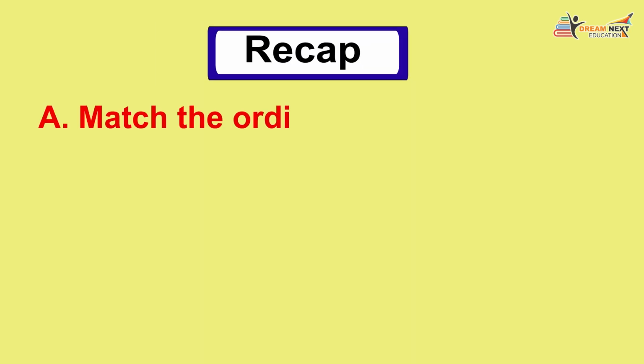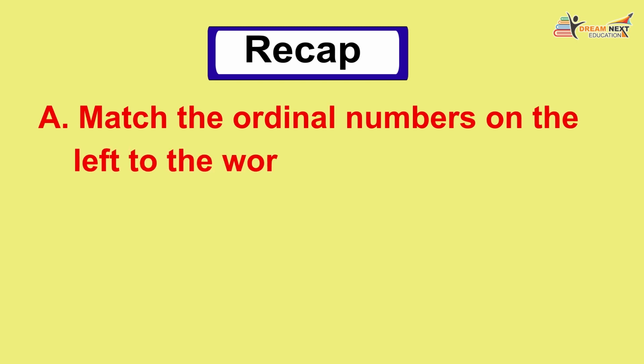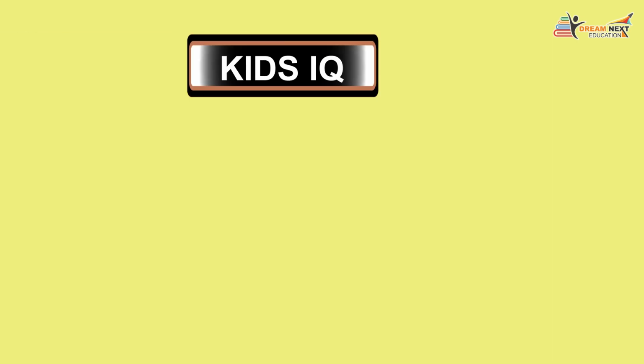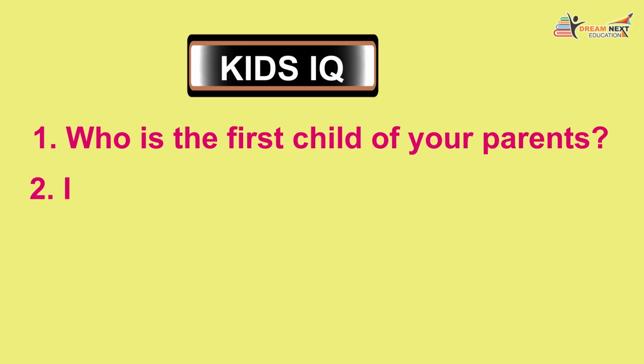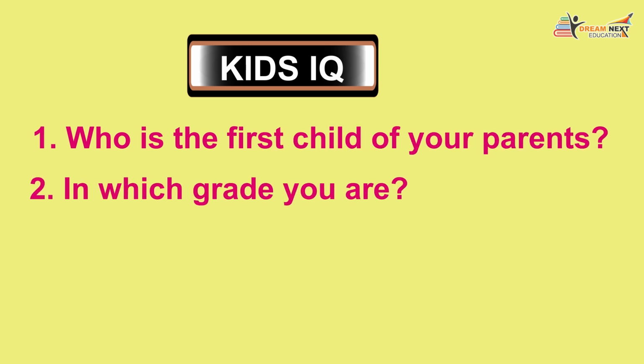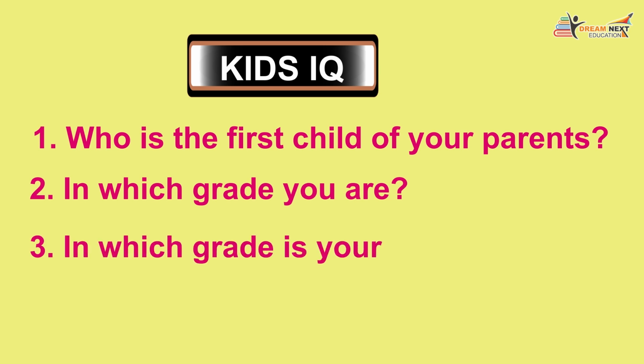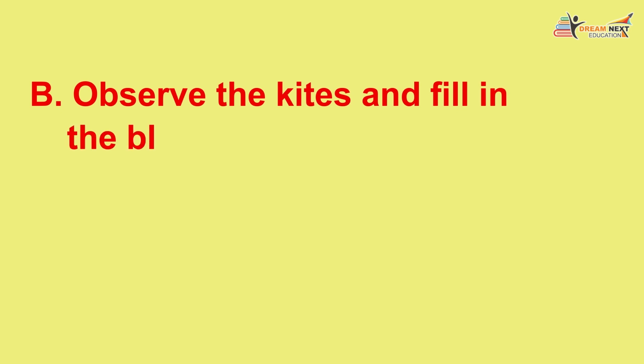Recap. A. Match the ordinal number on the left to the word on the right. Kids IQ. 1. Who is the first child of your parents? 2. In which grade are you? 3. In which grade is your brother's sister? B. Observe the kites and fill in the blanks.